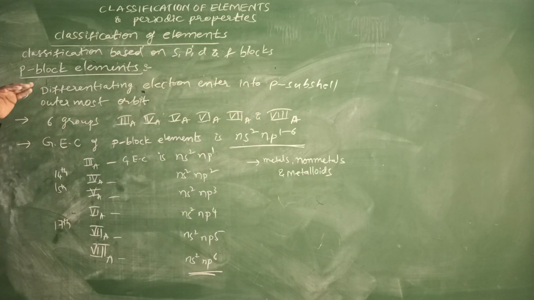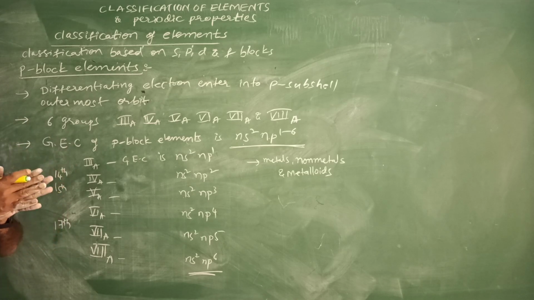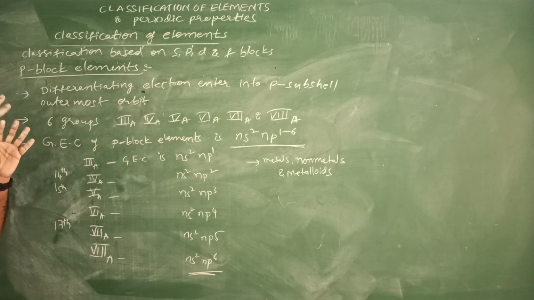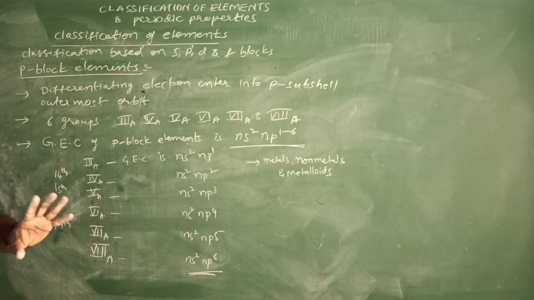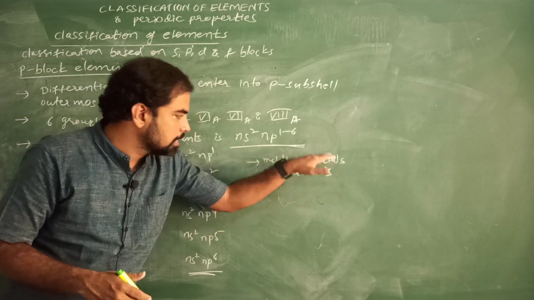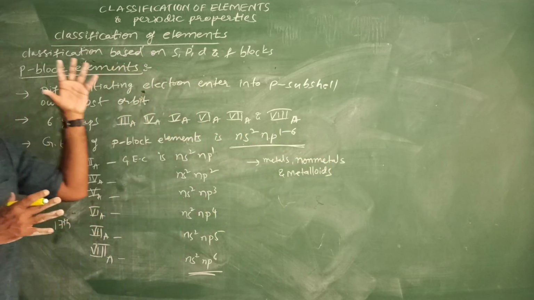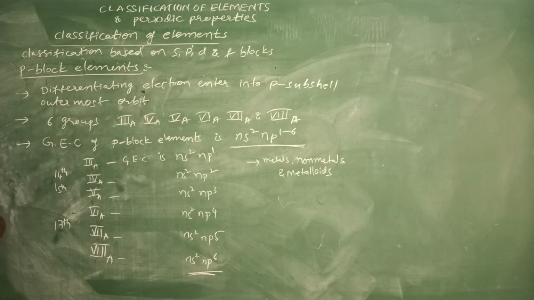Remember, in which block of elements are all of metals, non-metals and metalloids present? The options are S block, P block, D block and F block. Here, only in P block elements are metals, non-metals and metalloids present, whereas in S block only metals are present.